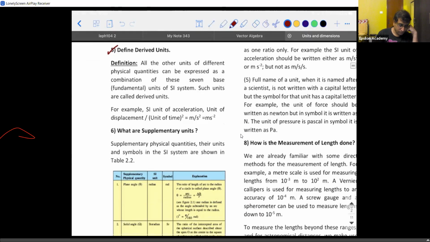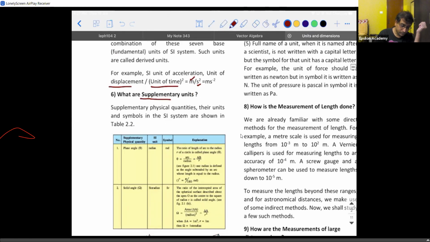Example, I told you, right? Acceleration. Acceleration is the unit of displacement over the unit of time squared. The unit of displacement is meter, the unit of time is second, so second squared is going to give you meter per second squared. Okay. So there are 3 things, guys. One is fundamental units, then you have derived units, and the third type of units are called supplementary units.